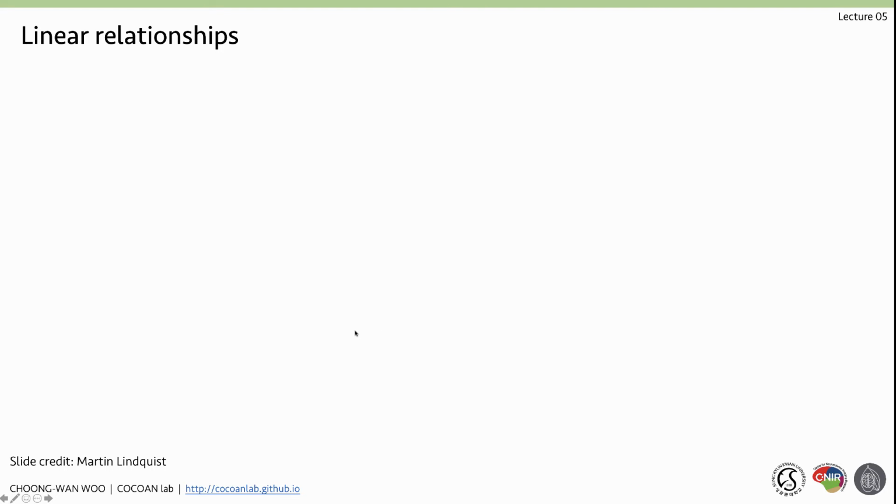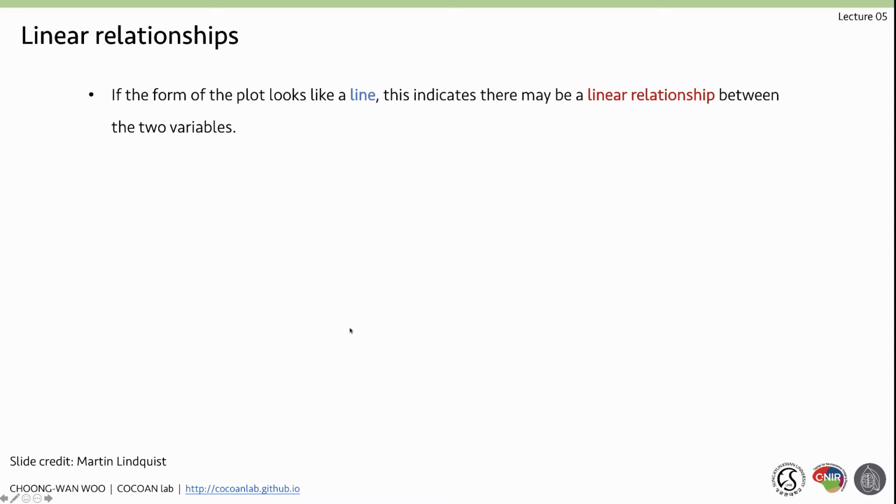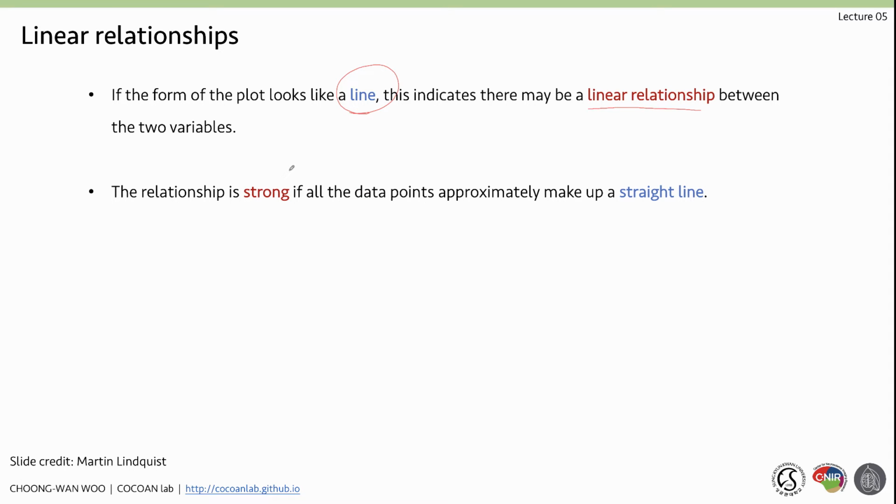And usually the most common relationship we are interested in is a linear relationship. So if the form of the plot looks like a line, this indicates there may be a linear relationship between two variables. The relationship is strong if all the data points approximately make up a straight line. It is weak if the points are widely scattered. Based on this, the correlation is defined.